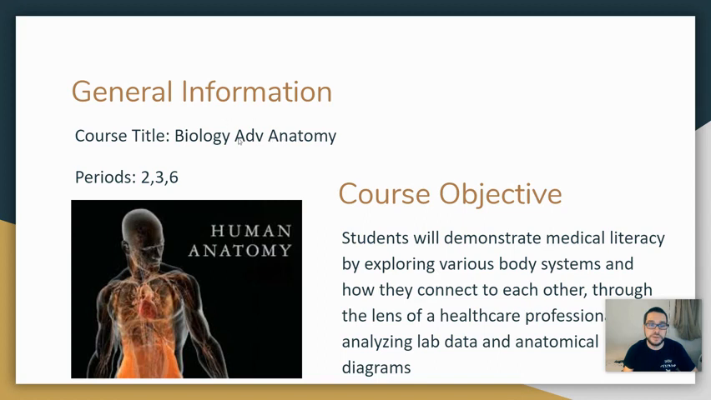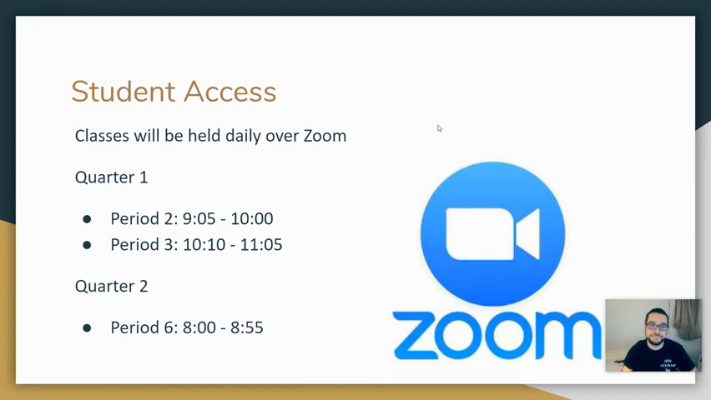So some general information about the course. The title is Biology Advanced Anatomy. It's offered periods 2, 3, and 6. For the objective, I'm really trying to stress this year this idea of medical literacy, being able to speak about one's health in medical terms and understand advice and other things from doctors using that terminology. So we're going to do a lot of things analyzing through the lens of a healthcare professional, so a doctor, nurse, someone that works at a hospital. So we're going to look at real patient data and situations to help build that type of understanding.